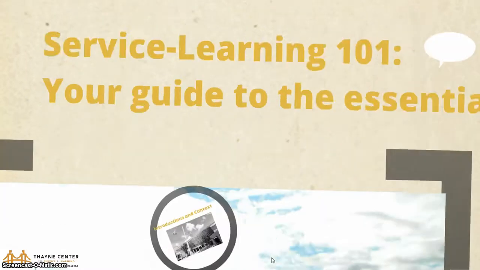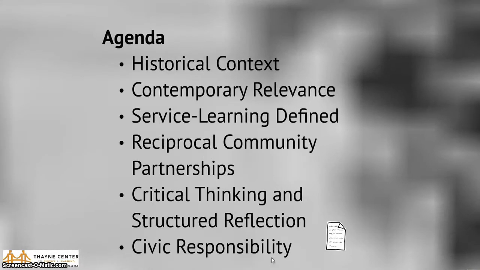For now, let's just start with an outline. So in our first video, we talked about historical context, contemporary relevance, and we began to define service learning. And now we're going to delve a little deeper, go into service learning a little more, and also specifically talk about community partnerships, critical thinking and structured reflection, and civic responsibility, one of the ultimate goals of service learning.